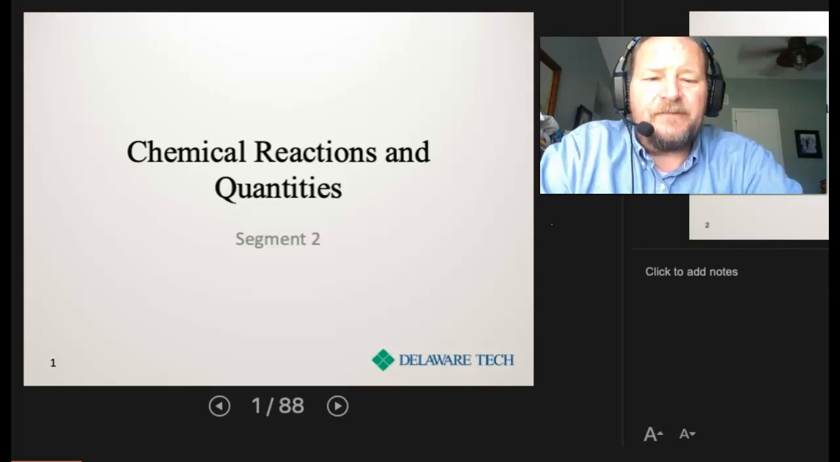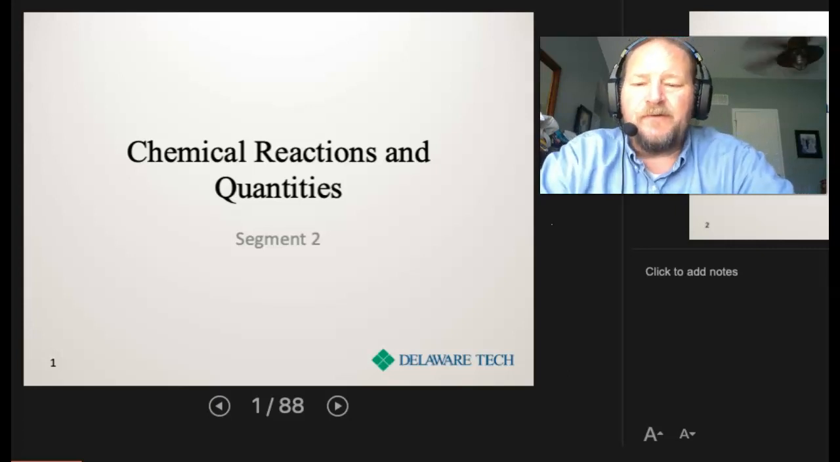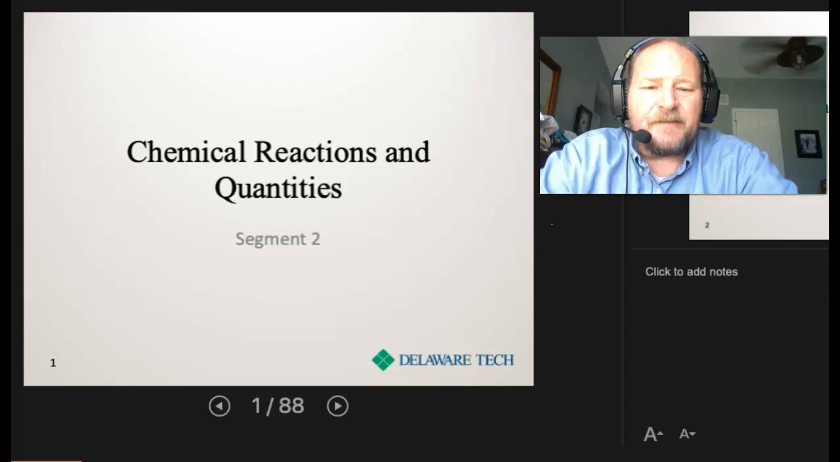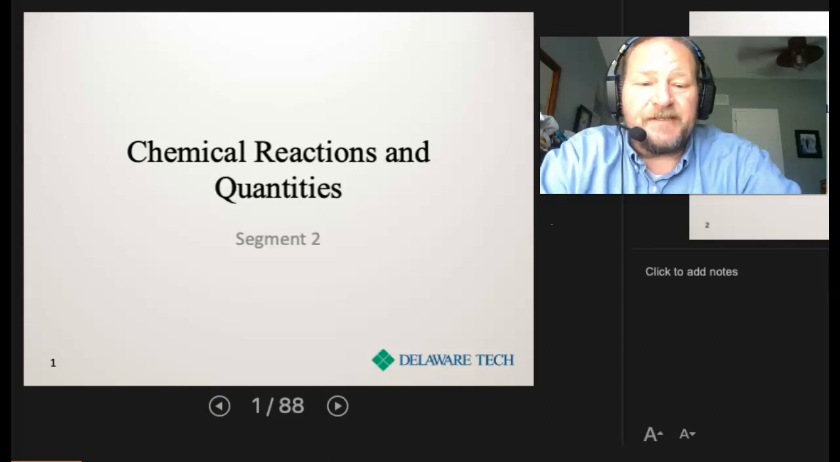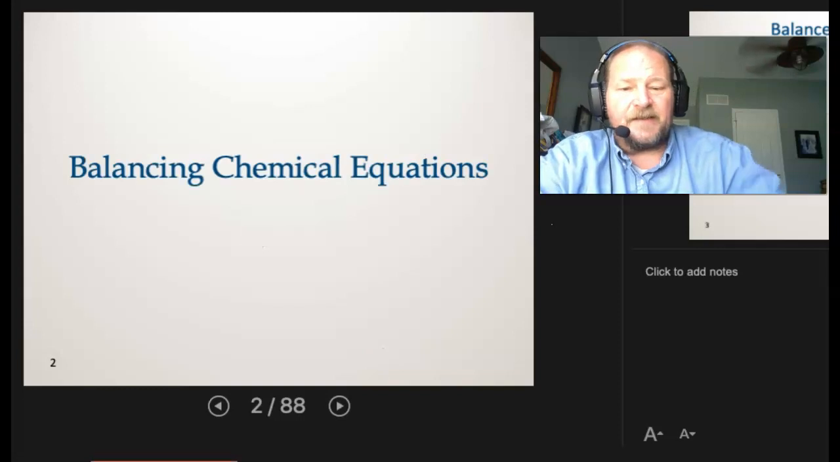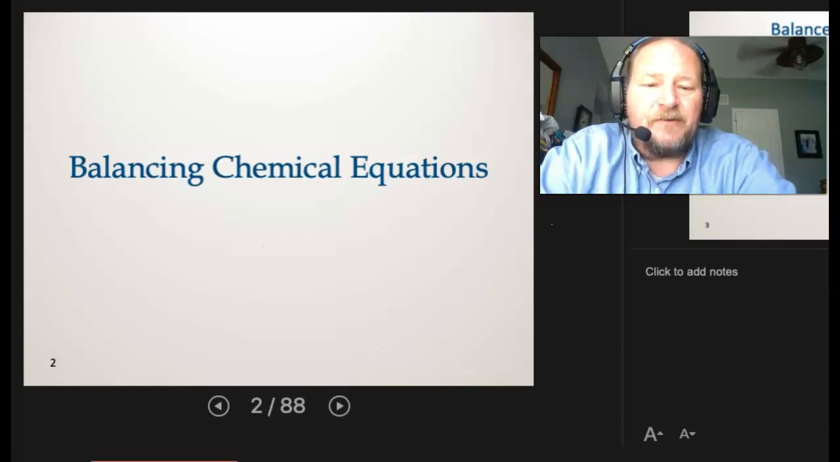All right, welcome back for segment 2 of chemical reactions and quantities. In segment 1, we looked at chemical reactions, starting with a sentence, turning that into a word formula, and finally into a skeleton equation. Now, on assessments, you will not be asked to come up with word equations. You will be given sentences and asked to come up with complete and balanced equations, and that's what the second segment is going to tackle. The second segment is going to tackle balancing chemical equations.